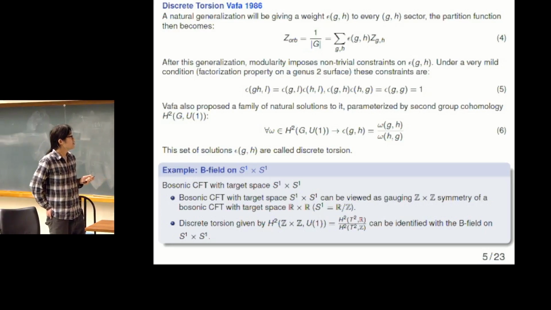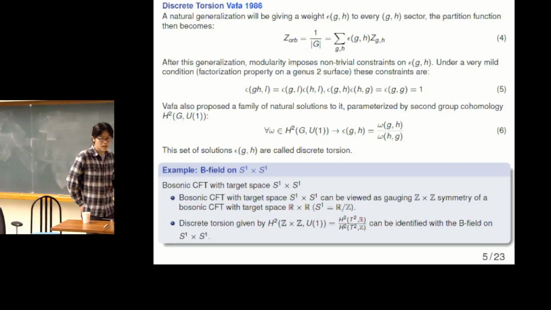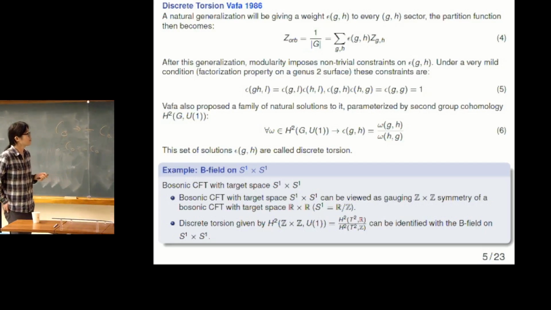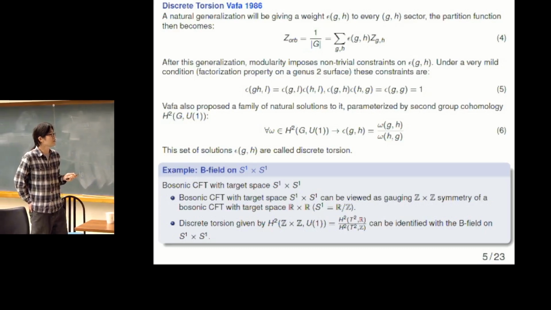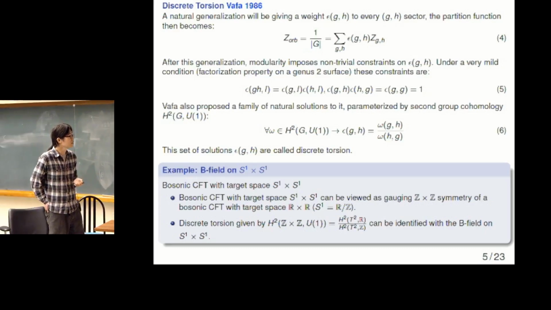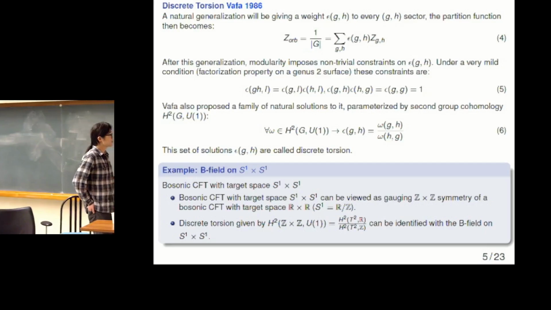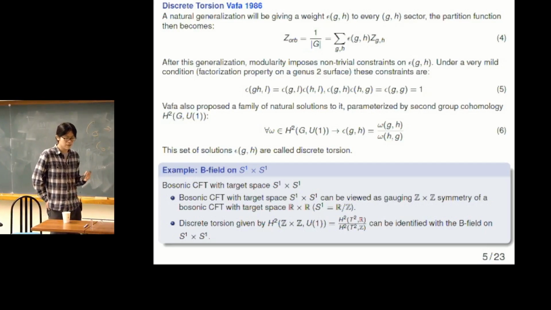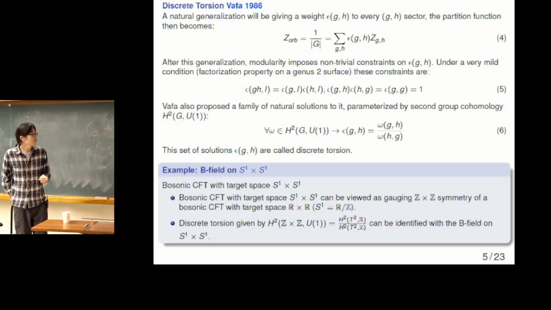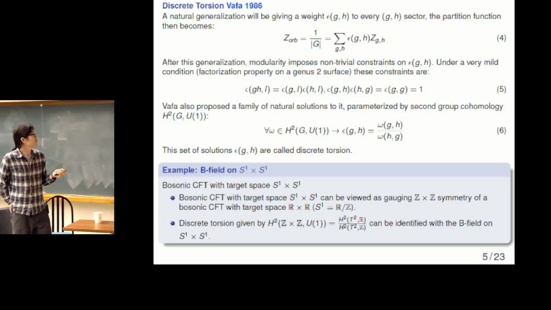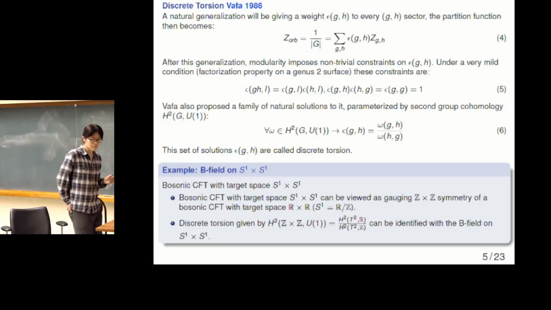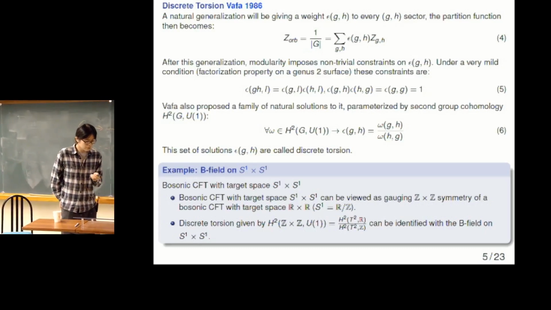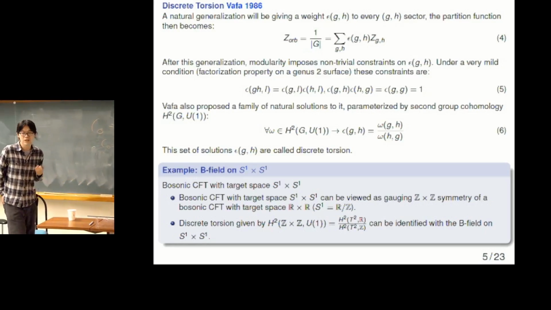Here is an example of discrete torsion. We consider a bosonic CFT with target space circle times circle. We could view this CFT as an orbifold CFT by gauging the Z times Z symmetry of the two-dimensional R times R bosonic CFT. Then we have a family of discrete torsion given by the second group cohomology of Z times Z, and this is exactly the same as the B-field moduli branch associated with this bosonic CFT. So from this example, we see that the flat B-field background can sometimes be viewed as discrete torsion.